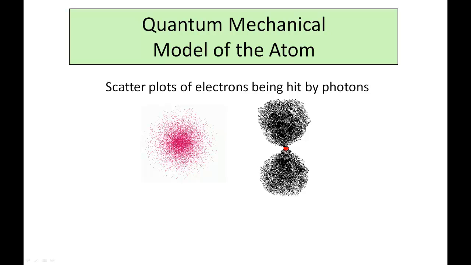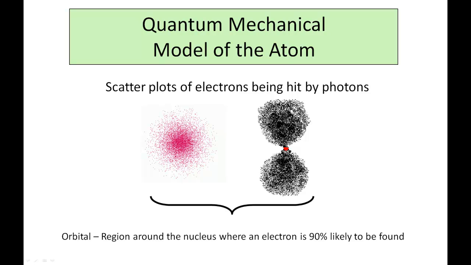Now that we know that the only way you can determine an electron's location is to hit it with a photon, we have what we call scatter plots of electrons being hit by photons. This is just one single electron that's found after being hit by a photon several thousands or millions of times. You see that there's two different shapes. This region where an electron is 90% likely to be found around a nucleus is called an orbital.